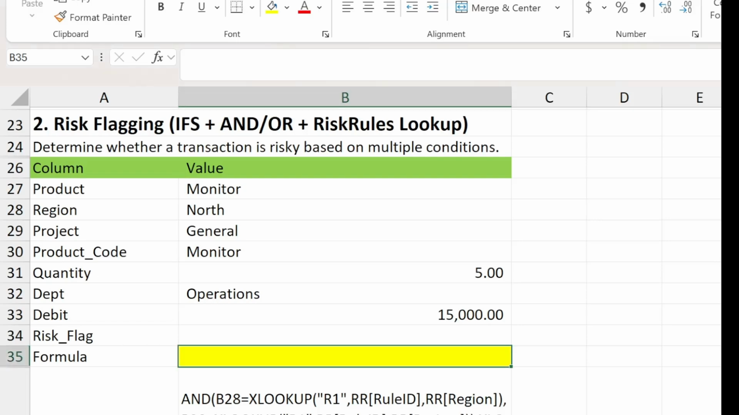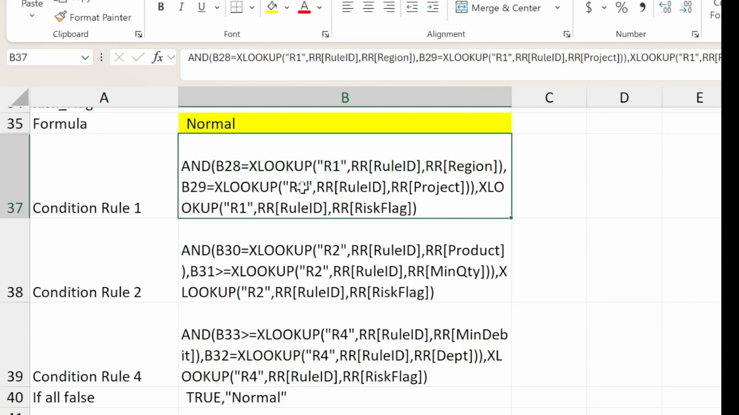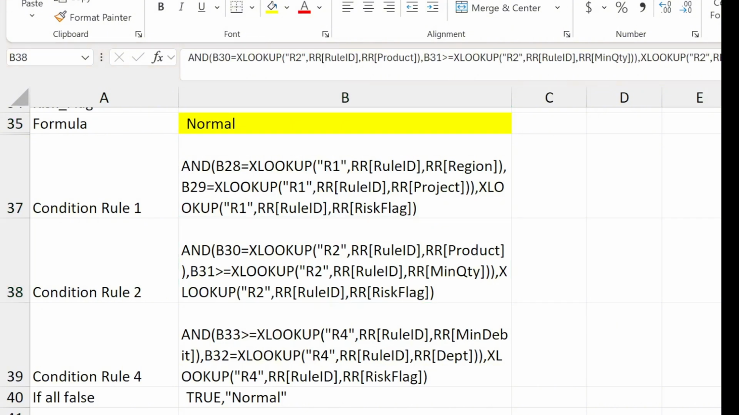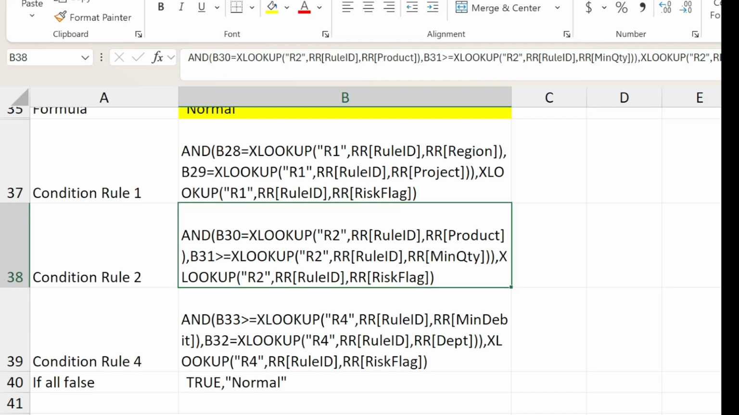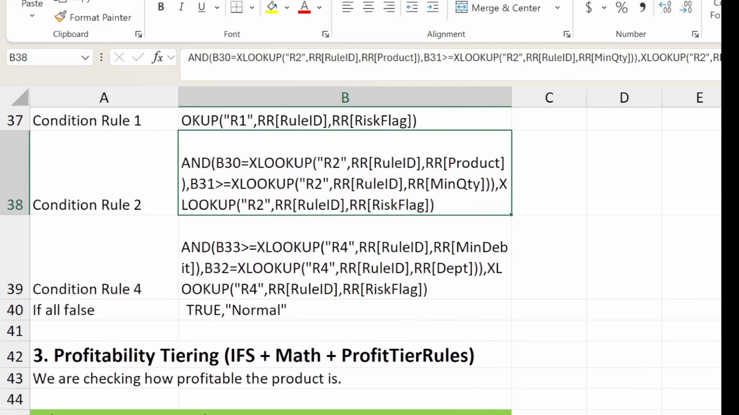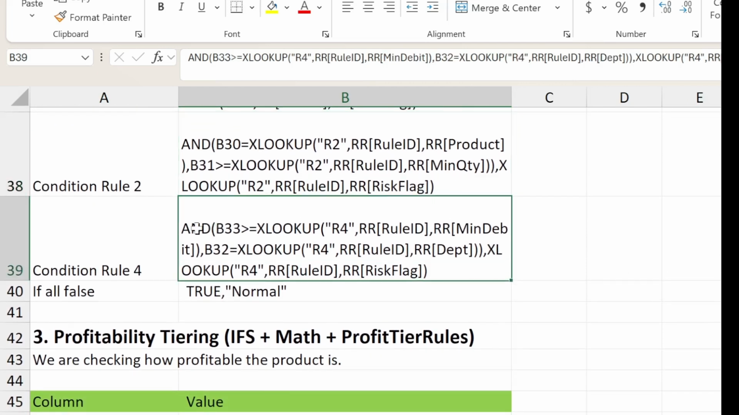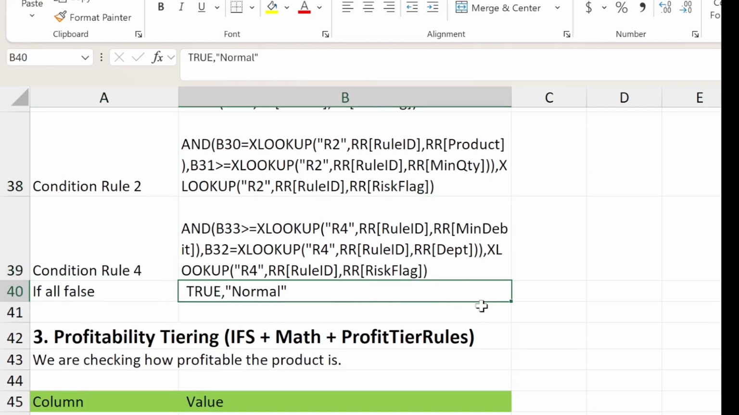Now let us continue with the second example, which demonstrates IFS logic combined with AND and OR. The learning objective is to understand how IFS evaluates multiple criteria at once. Before we look at the sample data let us understand the structure. IFS is built by placing one condition at a time. This allows you to check several conditions in sequence. When combined with AND and OR you can check multiple criteria at the same time.